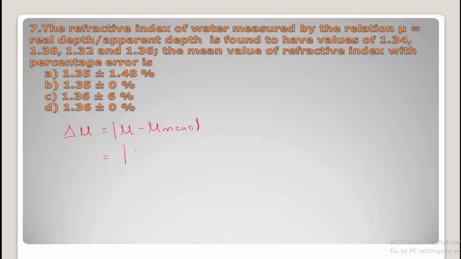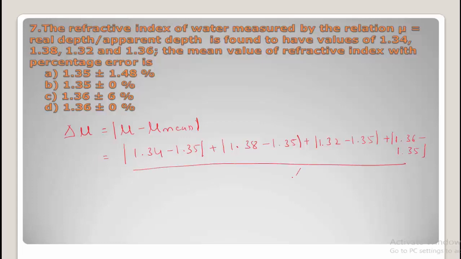So what it becomes? 1.34 minus 1.35 plus 1.38 minus 1.35 plus 1.32 minus 1.35 plus 1.36 minus 1.35. You have to divide it by 4 because there are 4 values. So substitute the values and simplify this. So delta mu value becomes 0.02.